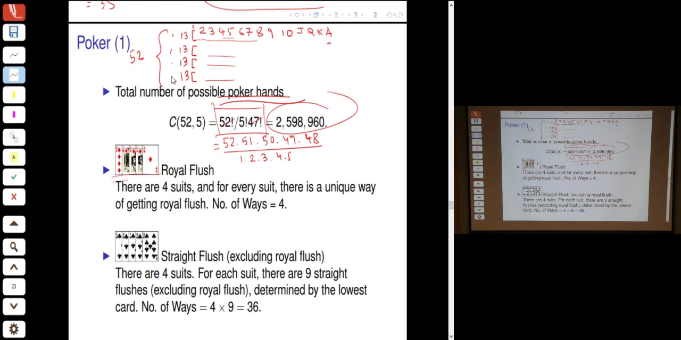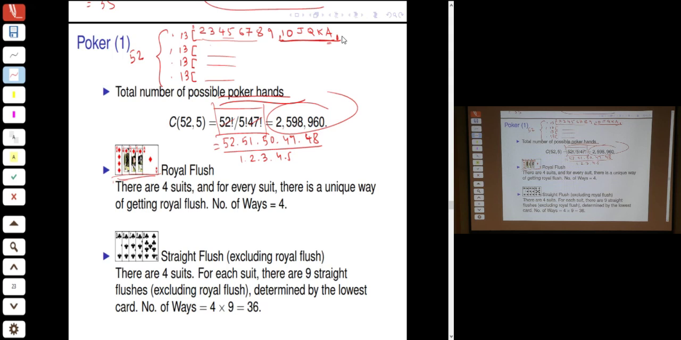And once you have the same suit, the 5 cards should be consecutive. And not only should they be consecutive, they should be the top 5 cards of that suit. Okay? So 10, Jack, Queen, King, and Ace. So that's 10, Jack, Queen, King, and Ace of the same suit. That particular poker hand is called a royal flush.